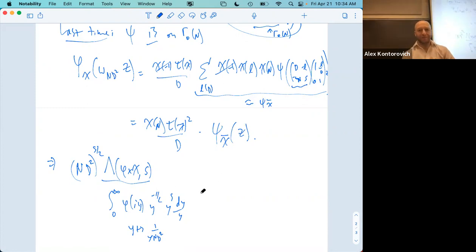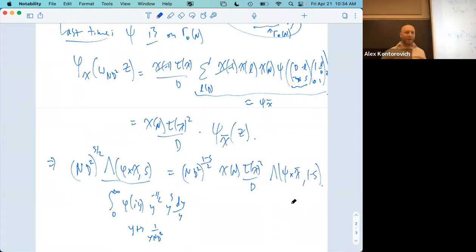Now I put it into this formula. And that gives me something similar with an nd squared, not to the s over 2, but to the 1 minus s over 2. And then the completed L function. Oh, and then a couple more things. The root number chi of n, tau of chi squared over d, which has absolute value 1. And then the completed L function of psi twisted by chi bar at 1 minus s. So this is all we did last time. Okay, I'm going to need all these formulas.